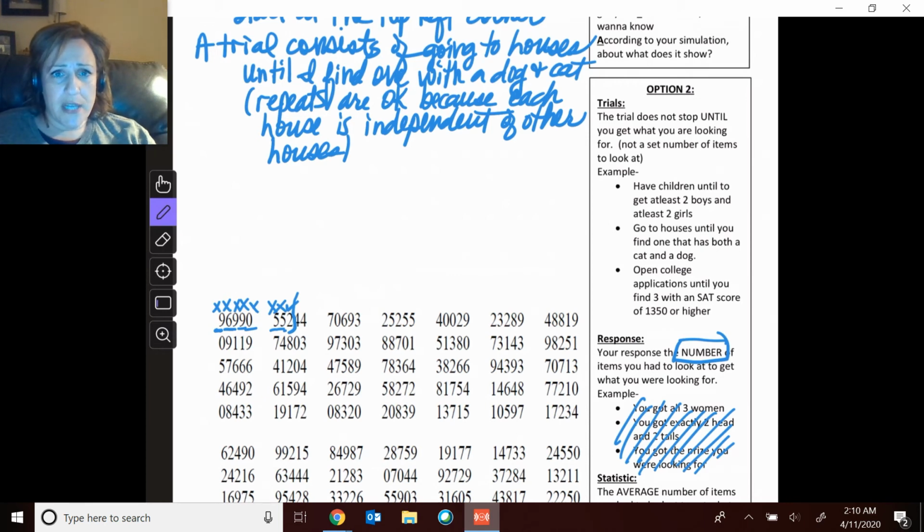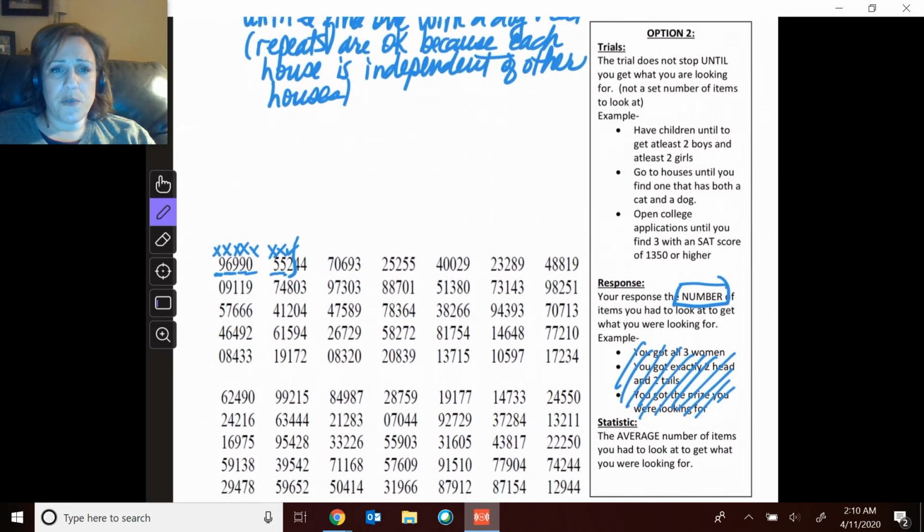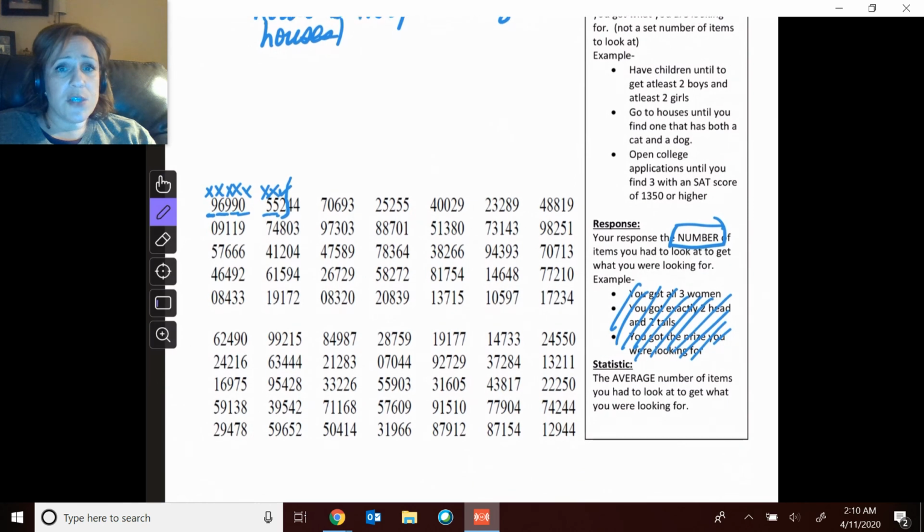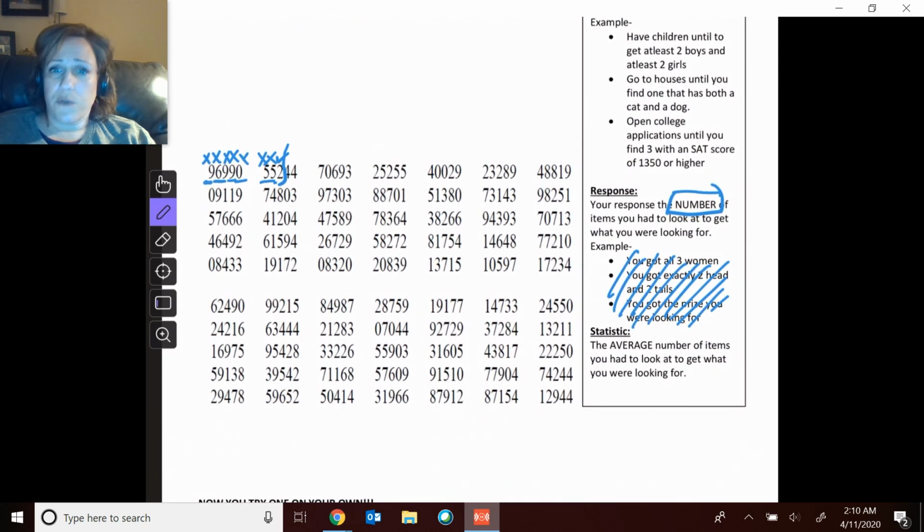All right, so a trial consists of what do you ignore? Your response is critical. What do you look for? So remember over here, our response is the number of items we had to look at to get what we were getting. So let me think. How many houses did I have to go to? 1, 2, 3, 4, 5, 6, 7, 8. Okay, I had to go to 8 houses to get what I was looking for. All right, so we're going to pause here.